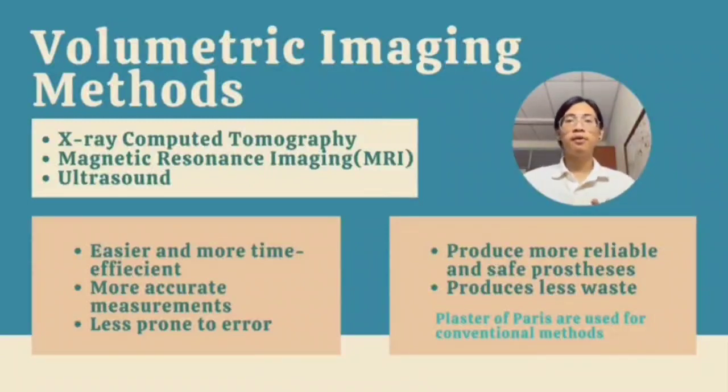So here we have the volumetric imaging methods, which are computed tomography, magnetic resonance imaging or MRI, and also ultrasound. All these methods are easier and more time efficient, and they can obtain more accurate measurements, as they are less prone to error. So with these methods, we can produce more reliable and safe prostheses. Other than that, volumetric imaging methods also produce less waste than the conventional methods, which use a lot of plaster of Paris during the casting process.